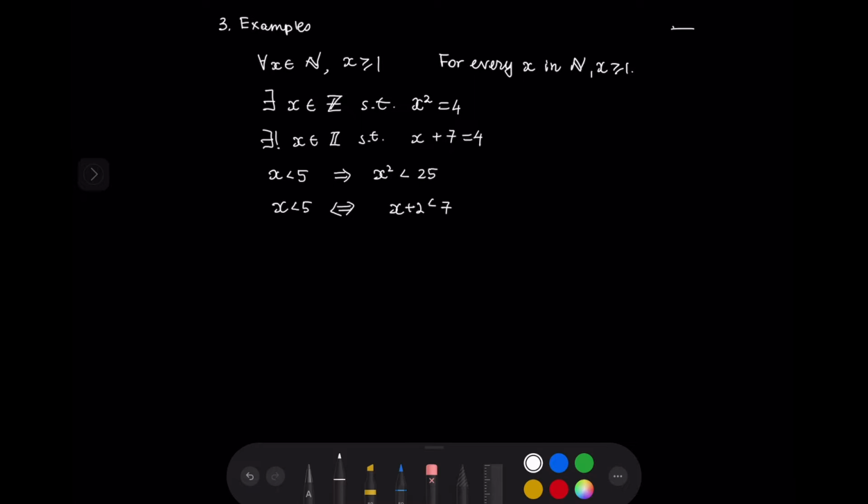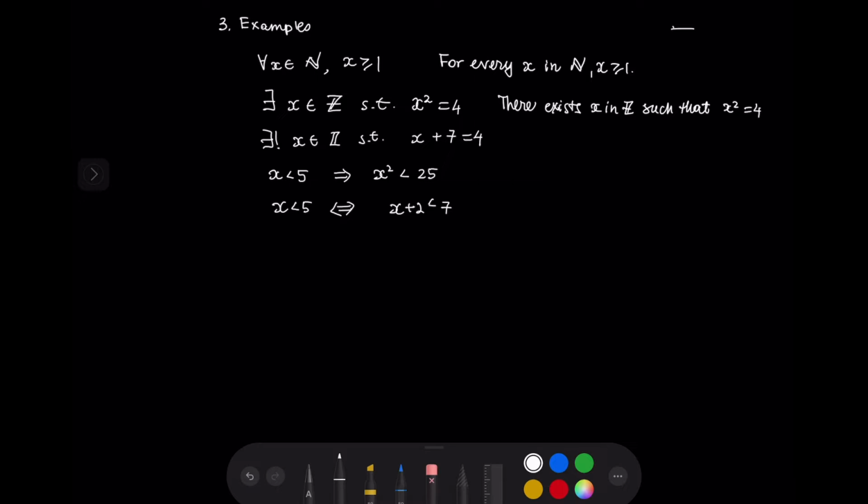The next statement, we can read as there exists x in Z, so an integer x, such that x squared equals 4. So of course 2 squared is 4 and negative 2 squared is 4, so there definitely exists an integer, which is either 2 or negative 2, such that when we square it we get 4.